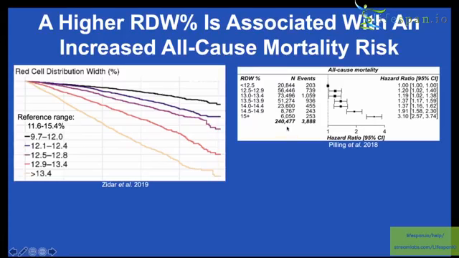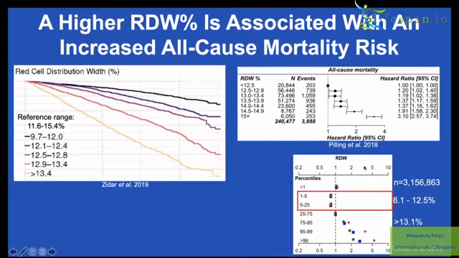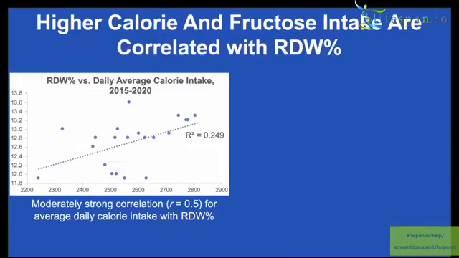But 240,000 subjects isn't the biggest study that's looked at this. There's actually a study that looked at more than 3 million subjects. And for that, the lowest risk of death for all causes was for 8.1 to 12.5% for the RDW, whereas risks significantly increased above 13.1%. So for the RDW, it would seem that lower is better.